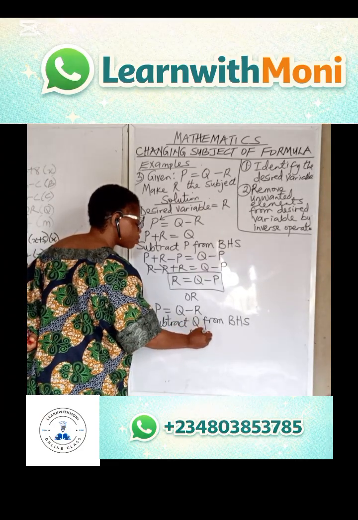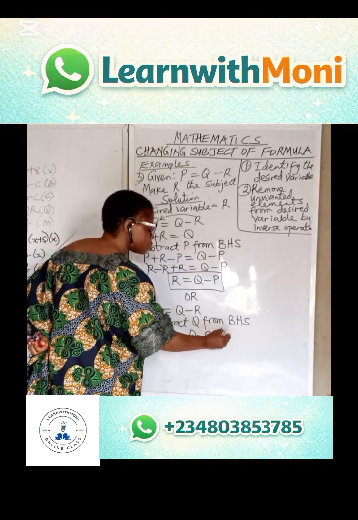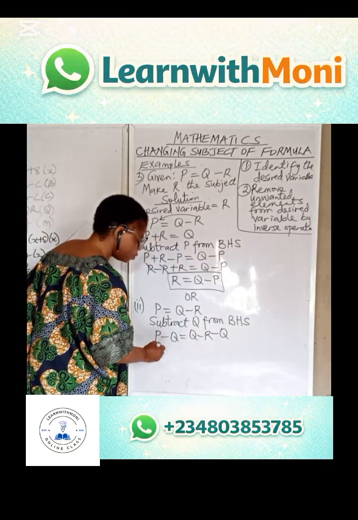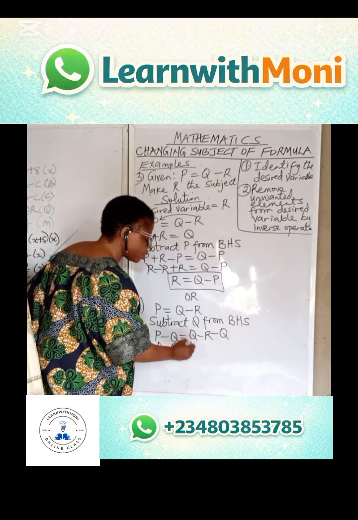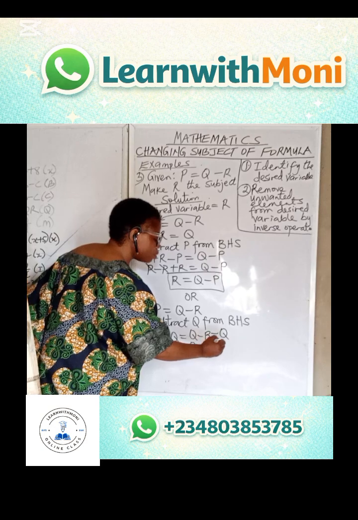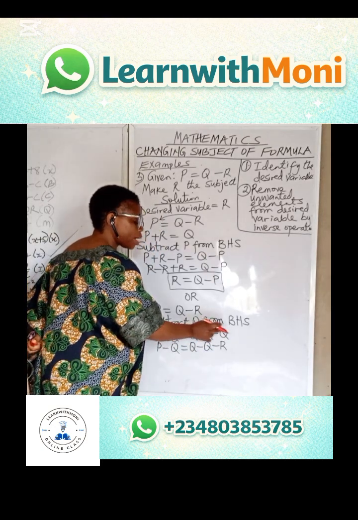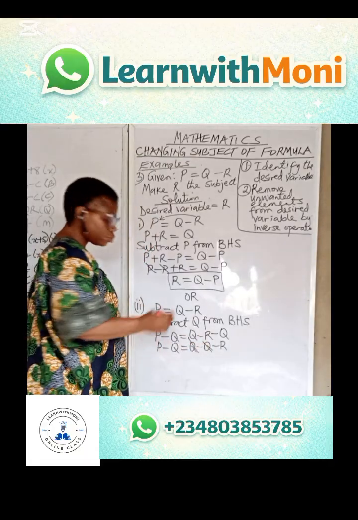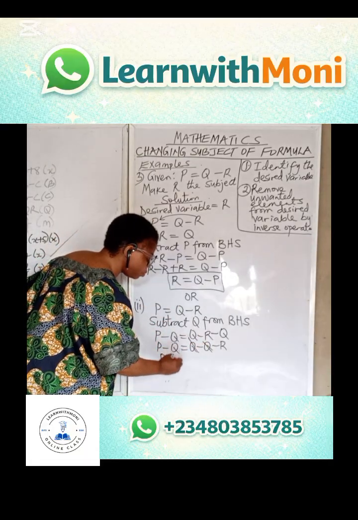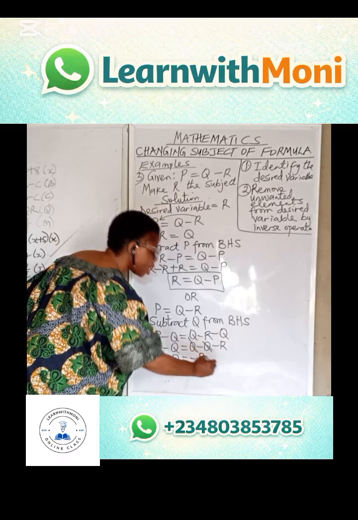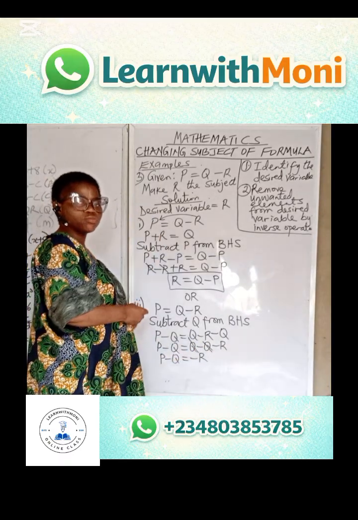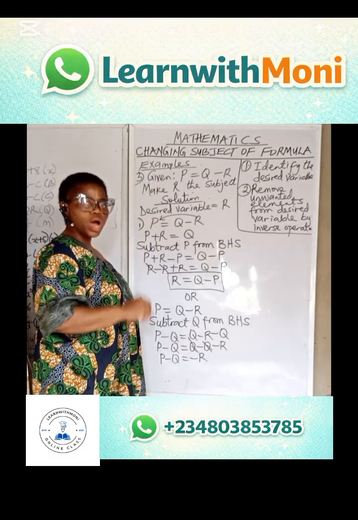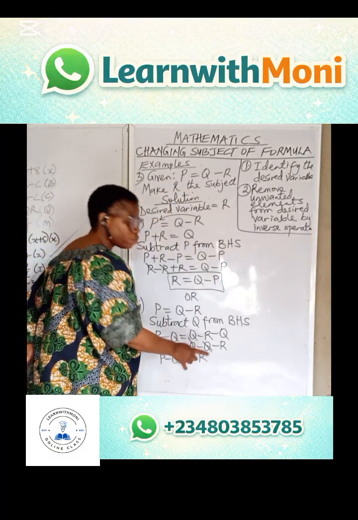Q minus R. Now subtract Q from it, minus Q. We can rearrange the right hand side so that we have P minus Q equals Q minus Q minus R. Q minus Q minus R. Q minus Q is 0. So we have P minus Q equals minus R. But what we desire to make the subject of the formula is R and not minus R. So I have to remove this minus from R.